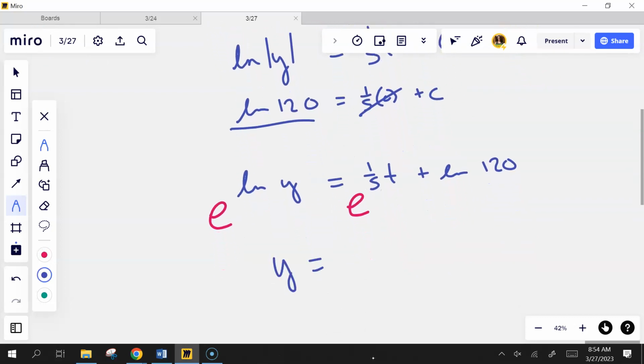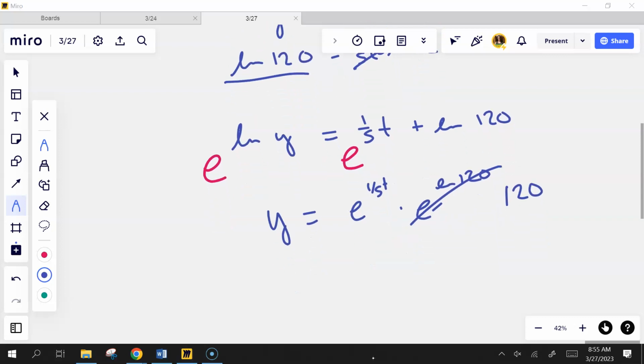So this is y equals. Now remember, if I'm adding, that really means e to the 1/5 t times e to the log 120, which is convenient because this is just 120, right? So 120 e to the 1/5 t, which is the same thing as b.